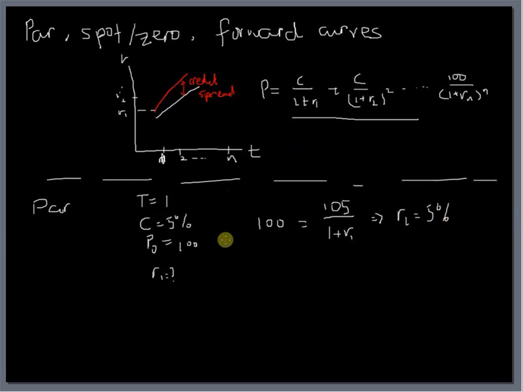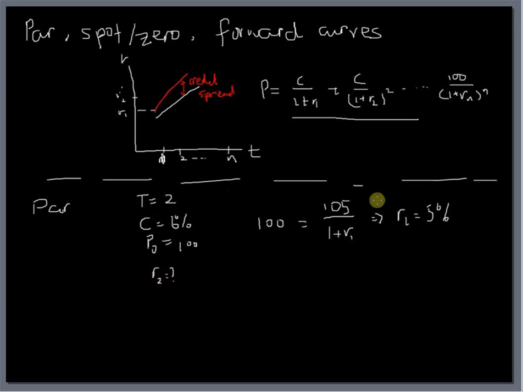Okay, straightforward. Let me change this a bit to give you the intuition when I have t equal to 2. So assume that we have a bond that is 2 years to maturity, paying 6%. Okay, and it's also trading at par right now, so we want to know what is R2.